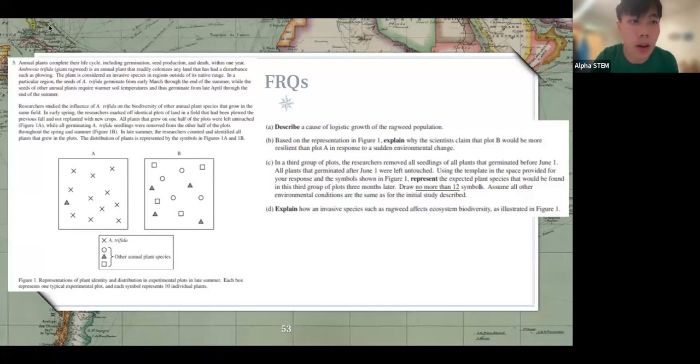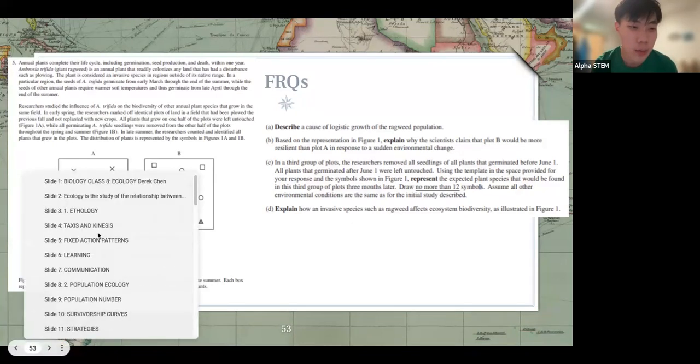Okay. So I'll start reviewing this problem. Part A says describe a... basically they give the Ambrosia trifida, an invasive plant, and they're studying the biodiversity of plots of land that have A. trifida and that don't have A. trifida. So A says describe a cause of the logistic growth of the ragweed population.